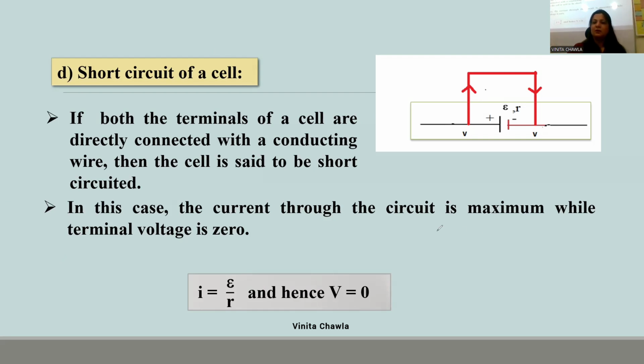Because V is equal to E minus IR, and because V is zero, so we can write E minus IR equals to zero. So from here we'll get I is equal to E by R. This is the maximum current which can flow in a circuit.